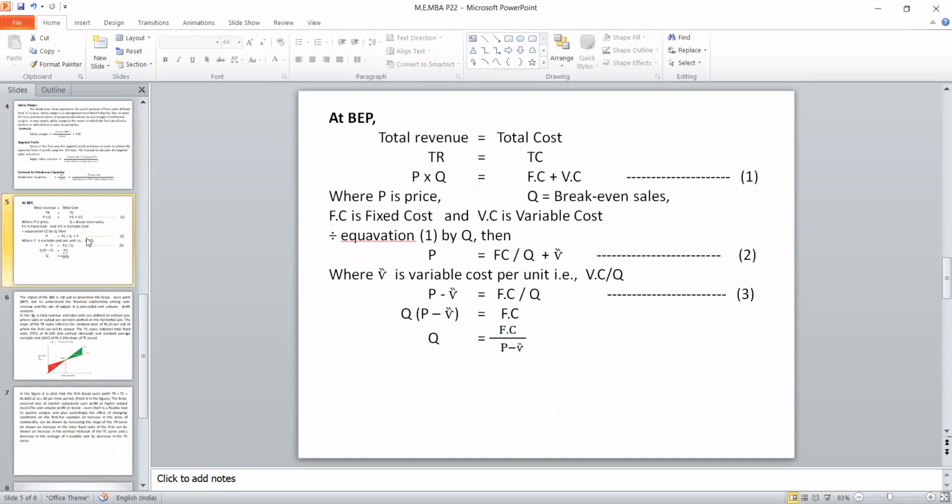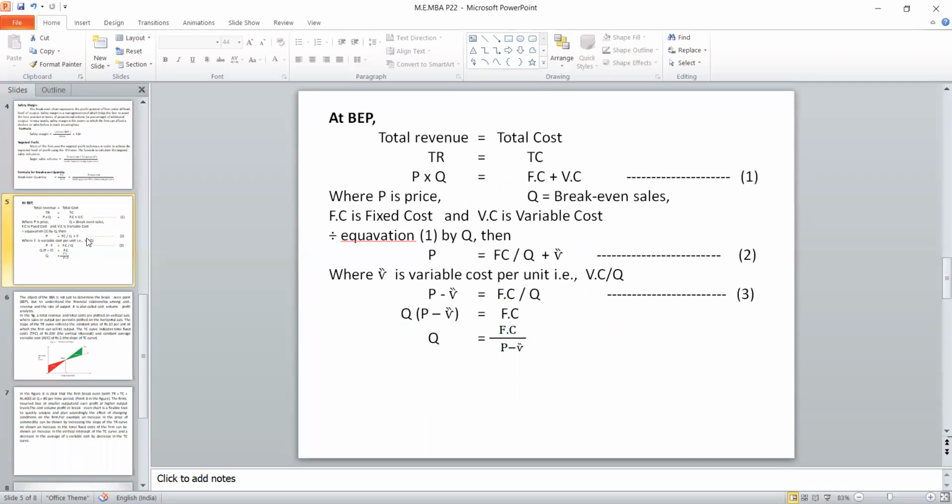So how to prove break-even quantity? You give C divided by P minus V bar. Now consider the break-even point, that is, the no profit, no loss point. What is the condition for that? The total revenue must be equal to total cost. Am I right? So TR equals TC.